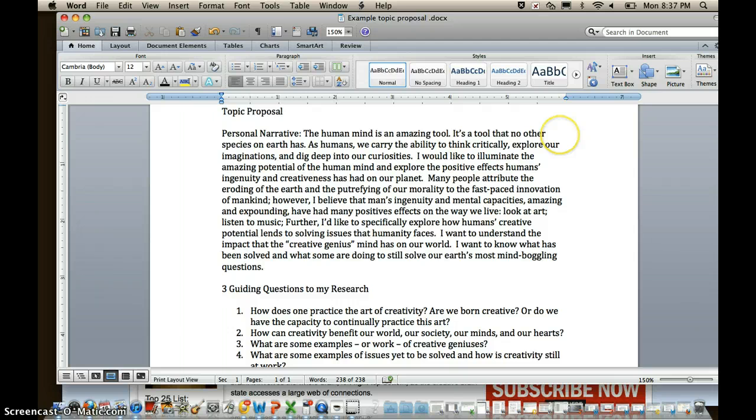The human mind is an amazing tool. It's a tool that no other species on Earth has. As humans, we carry the ability to think critically, explore our imaginations, and dig deep into our curiosities. I would like to illuminate the amazing potential of the human mind and explore the positive effects humans' ingenuity and creativeness has had on our planet. Many people attribute the eroding of the earth and the putrefying of our morality to the fast-paced innovation of mankind. However, I believe that man's ingenuity and mental capacities, amazing and expounding, have had many positive effects on the way we live. Look at art, listen to music.